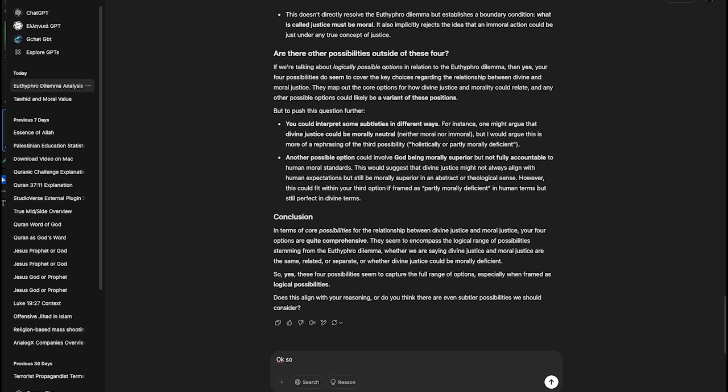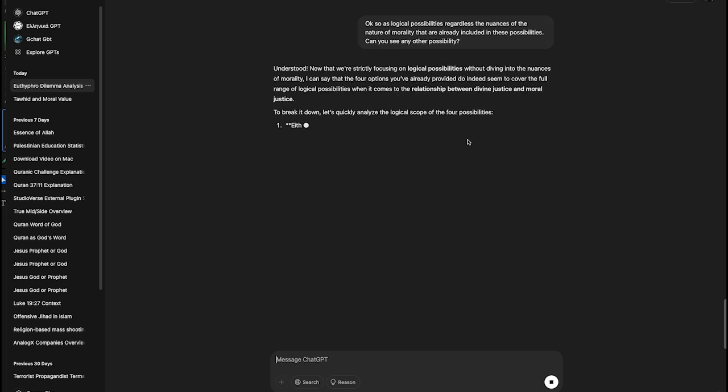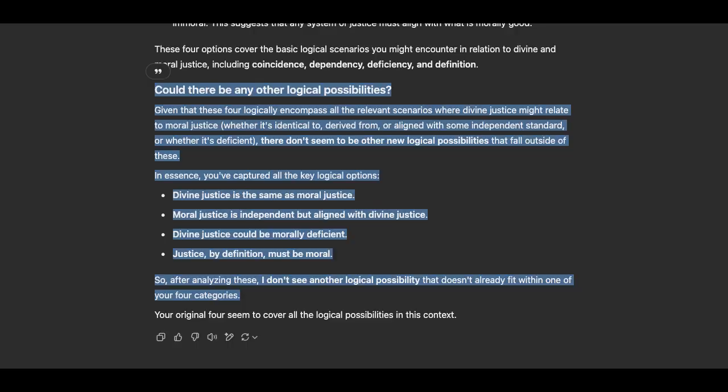Because I didn't like that it says there might be subtle possibilities we should consider, I insist and I say, okay, so as logical possibilities that include all the nuances you said, can you think of any other? Okay, this is more or less my question. So guys, this is important. See how it answers. Could there be any other logical possibilities?